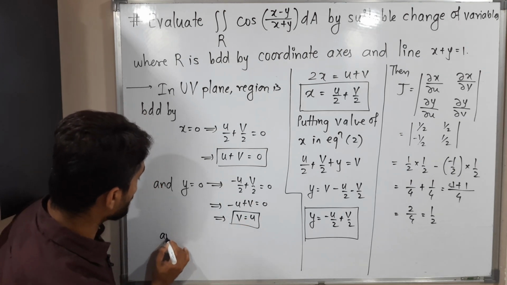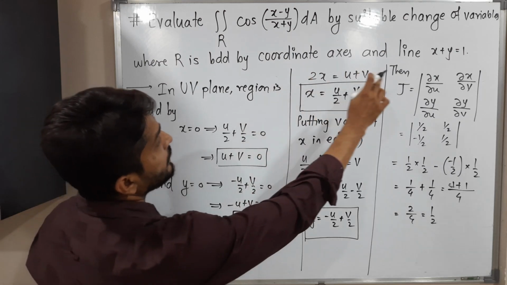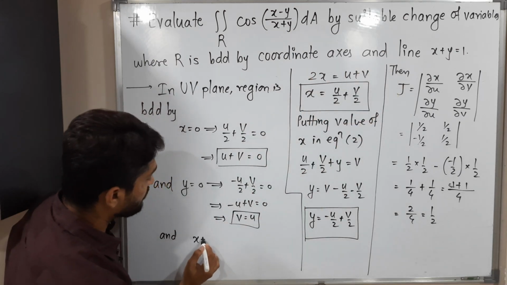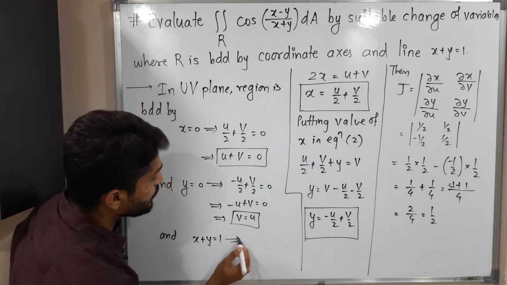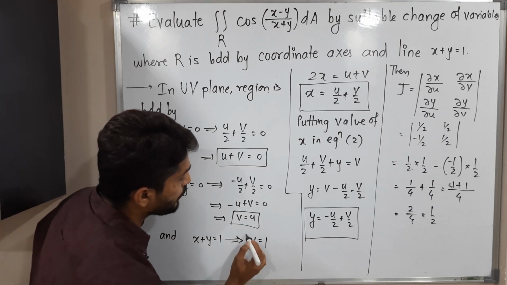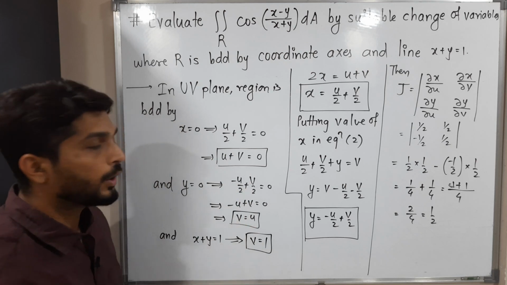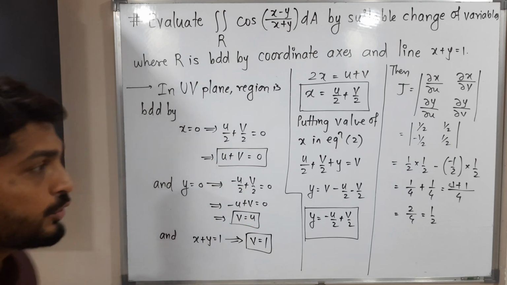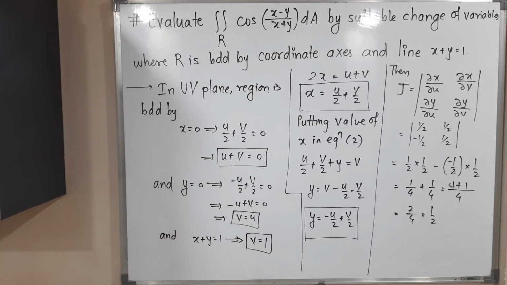And what is the last equation? x plus y is equal to 1. So x plus y is nothing but our v, right? So we can write v is equal to 1. So in this way I got all these three equations. Okay, just make a screenshot of it, then we will go further.